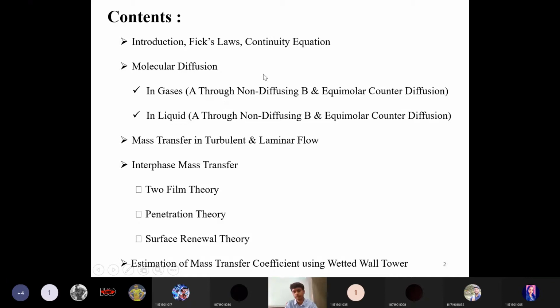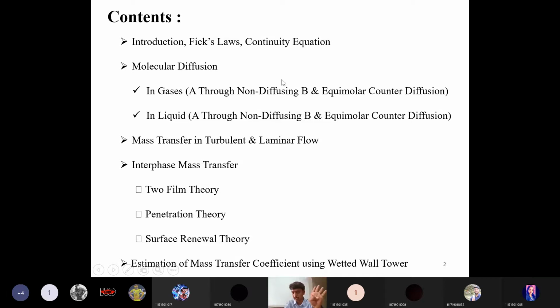What is the meaning of that? We will discuss, don't worry. The next one is equimolar counter diffusion. And in the liquid phase also, there are two similar cases: A through non-diffusing B and equimolar counter diffusion. All combined together, we will say there are four cases. How are there four cases?